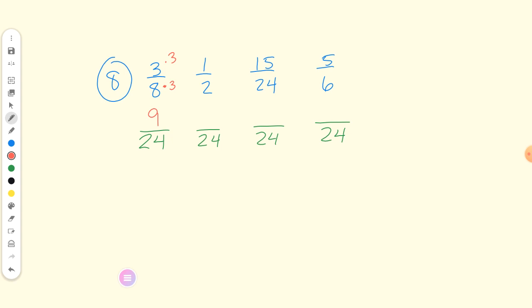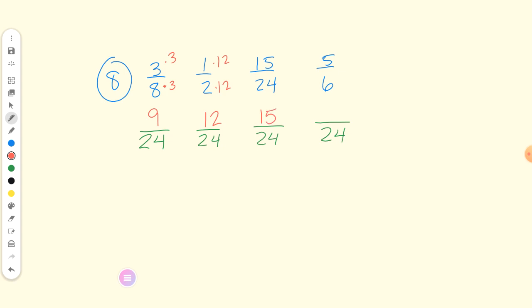Okay, 1 half. How do I turn a 2 into a 24 using math? Emmett? 2 times what equals 24? 12. So I'm going to show that I'm multiplying this one by 12, multiply that one by 12. So I have 12 24ths. Next one, do I need to change it? No. No, it already had the 24 as the denominator, so I'm gonna leave it be.